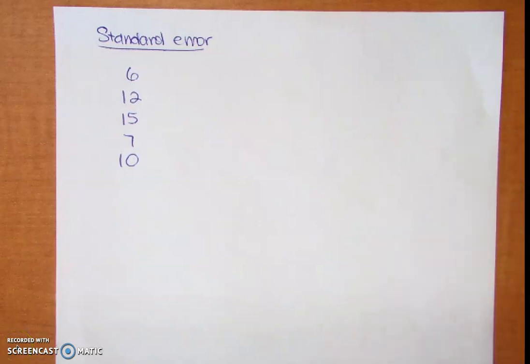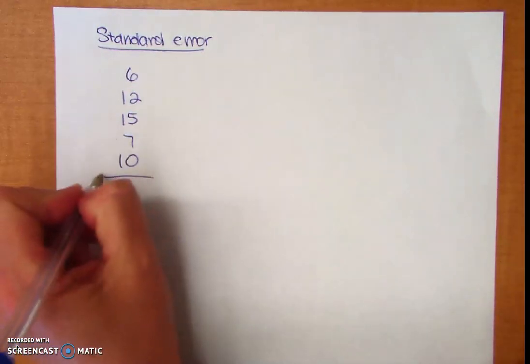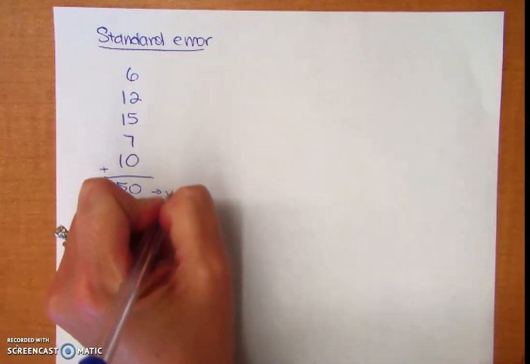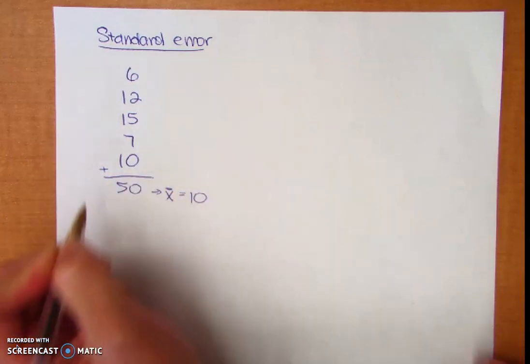All right, so this time we're going to calculate standard error. In order to calculate standard error, we do have to have standard deviation, so this would be a good chance to practice that. So the first thing we need to find is the mean. So you add those together, divide by 5, and that's going to give us a mean of 10.